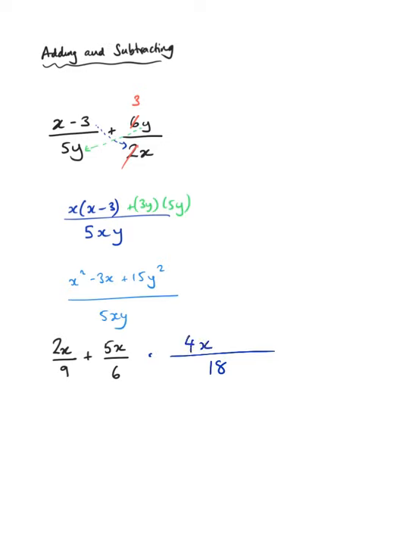How do I get from 6 to 18? I've timesed by 3. So I'm going to times that 5x by 3 to get 15x. So overall, I've got 19x over 18.